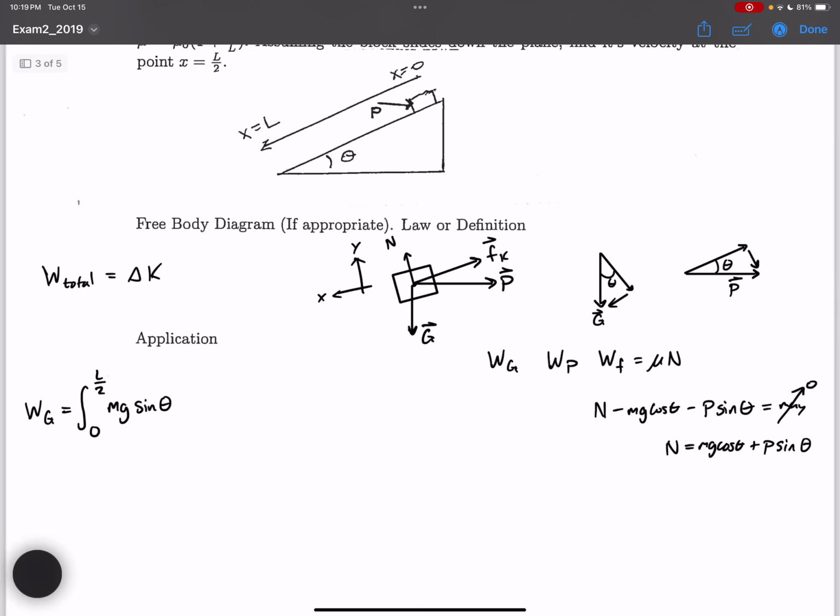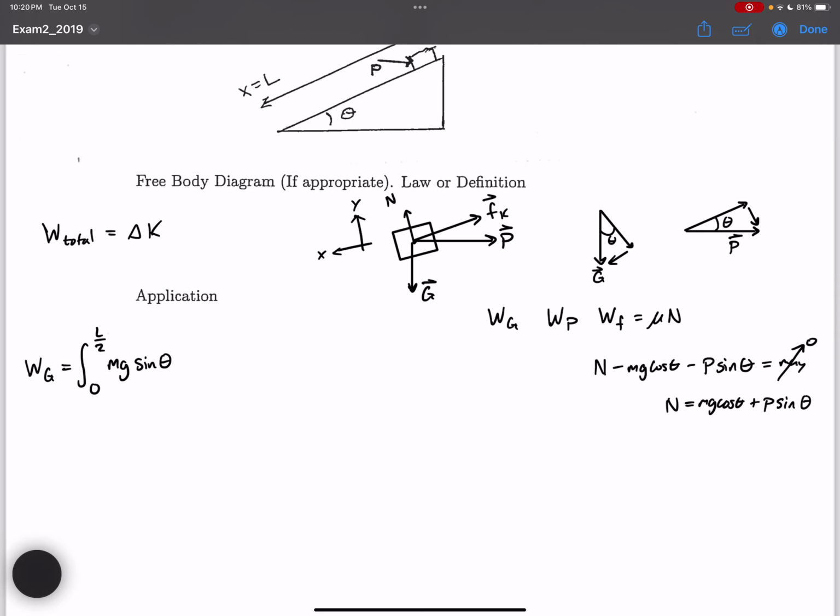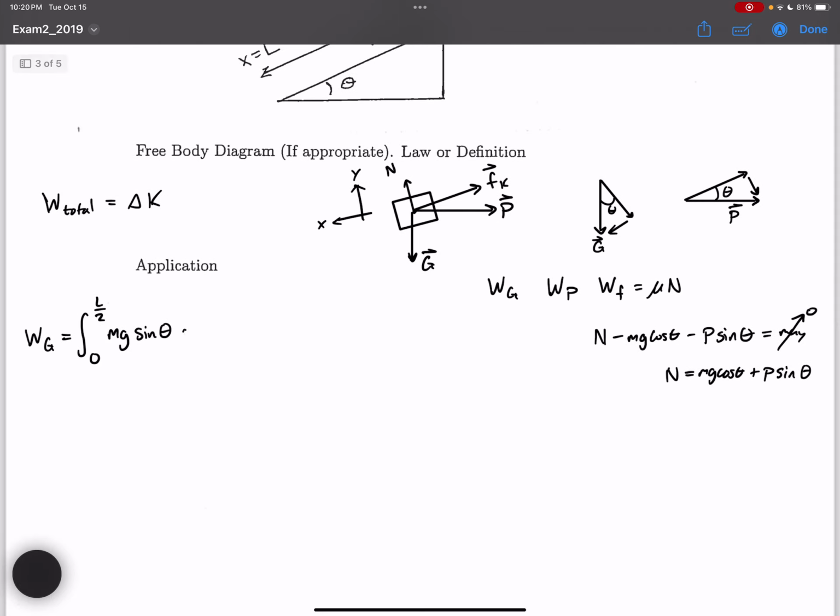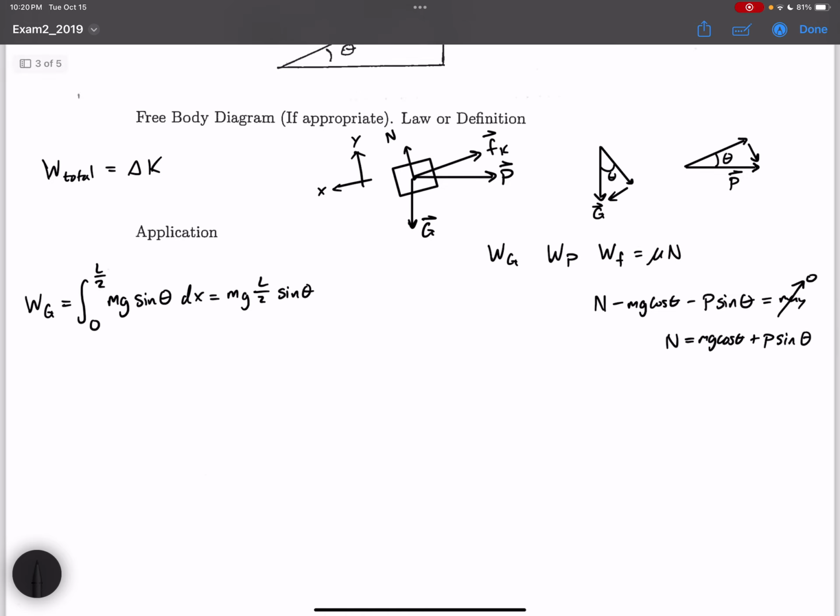Right, so we can go ahead and get that going. So dθ, or dx, sorry. And so that's going to equal mgL/2 sin θ. For anybody that's a little shaky on calculus, all I did is add an x and evaluate the integral from 0 to L/2. And so that's what this is going to be. So that's our work done by gravity.